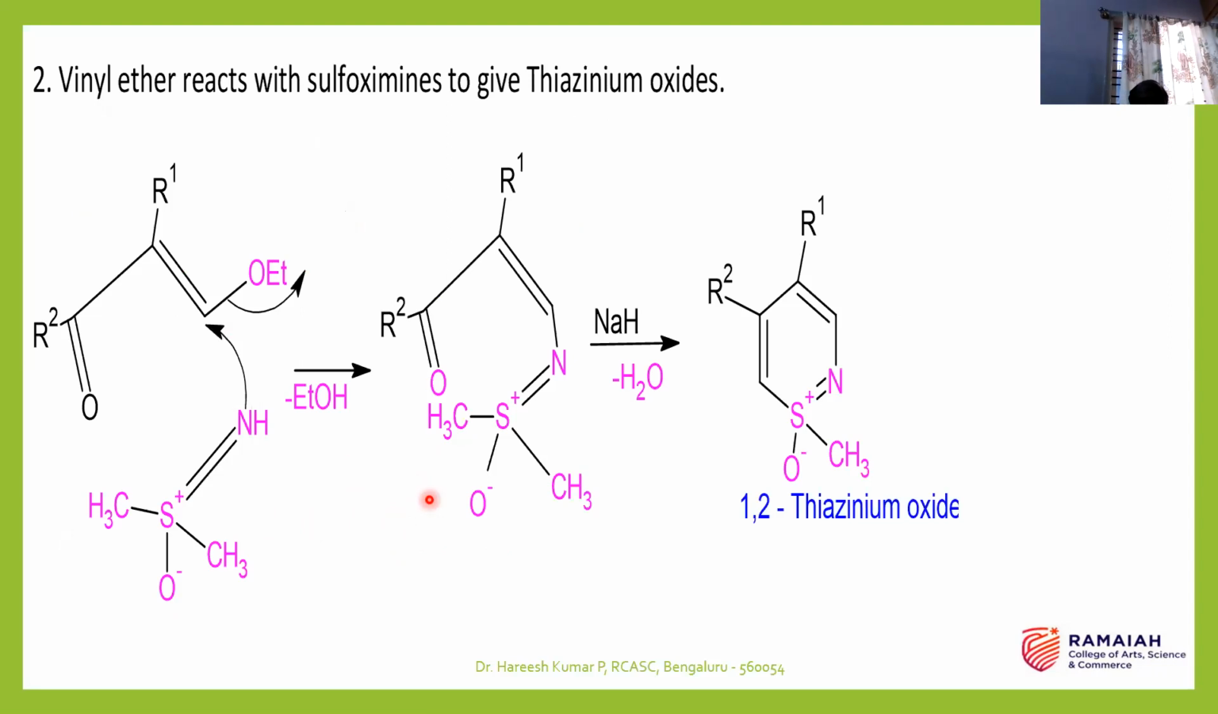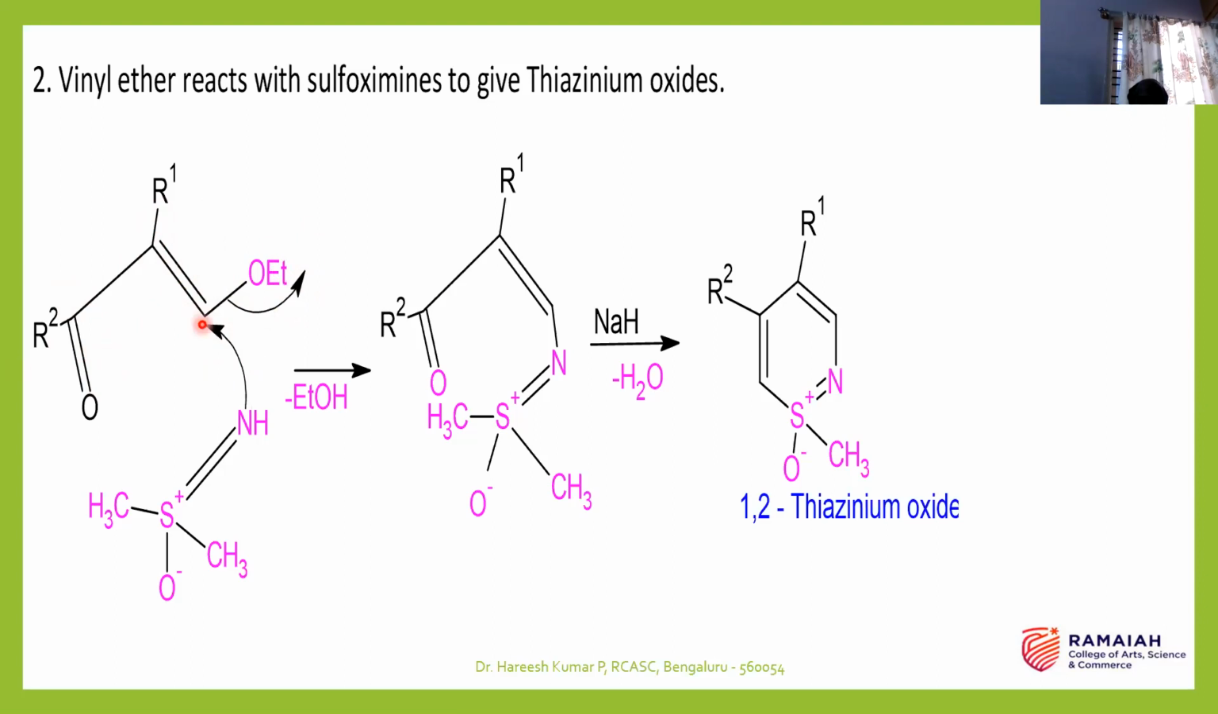Next slide, one more method of preparation of 1,2-thiazine. So what is the reactant? The reactant is an alpha beta unsaturated ketone. Otherwise, what is another name for this? This group is called a vinyl group, and this one is an ether. Ethyl vinyl ether. Only this part is called ethyl vinyl ether.